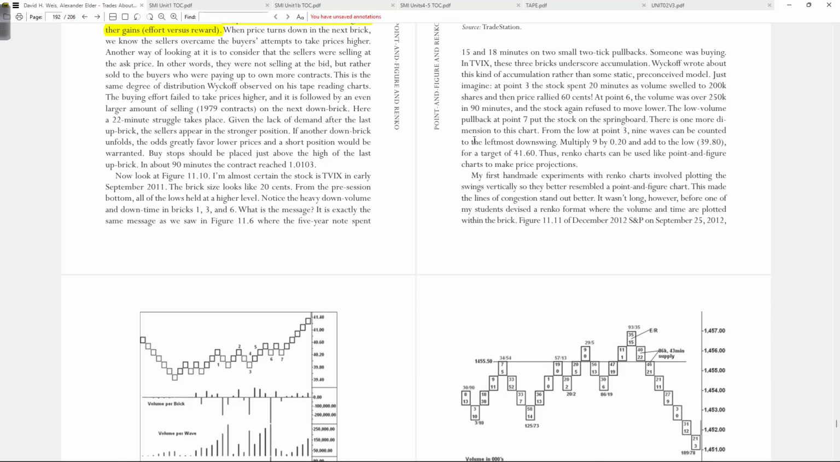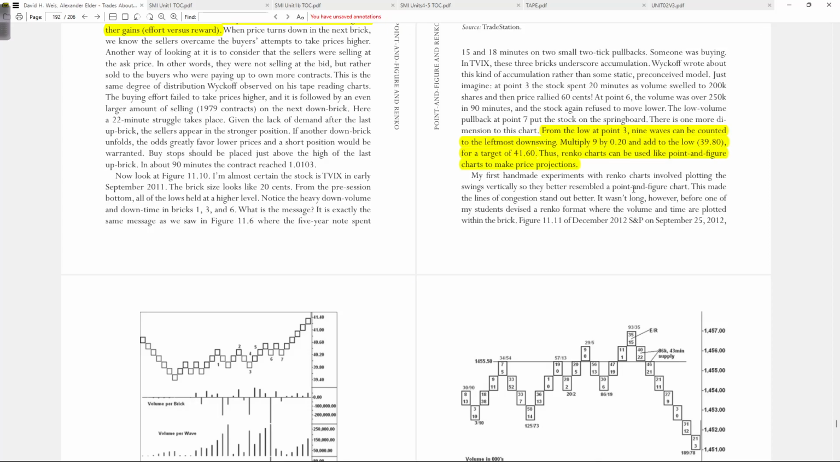There is one more dimension to this chart. From the low at point 3, 9 waves can be counted to the leftmost downswing. Multiply 9 by 0.20 and add to the low 39.80 for a target of 41.60. Thus, Renko charts can be used like point and figure charts to make price projections.